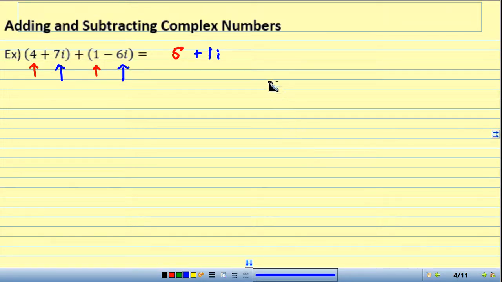So that's kind of silly saying 1i. It's just like me saying 1x. No, you don't even say that. You just say x, okay? So I'm going to get rid of this plus 1i, and I'm just going to write it as 5 plus i. There you go. That's your new complex number.